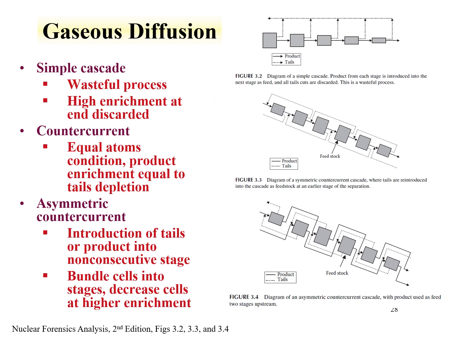Another route is countercurrent, both symmetric and asymmetric countercurrents, where product goes through and the resulting tails get refed into the system. So your feed is moved around straight through where the tails can be reintroduced. The cells in this case tend to be bundled together, and we get a decrease in cells at higher enrichment.